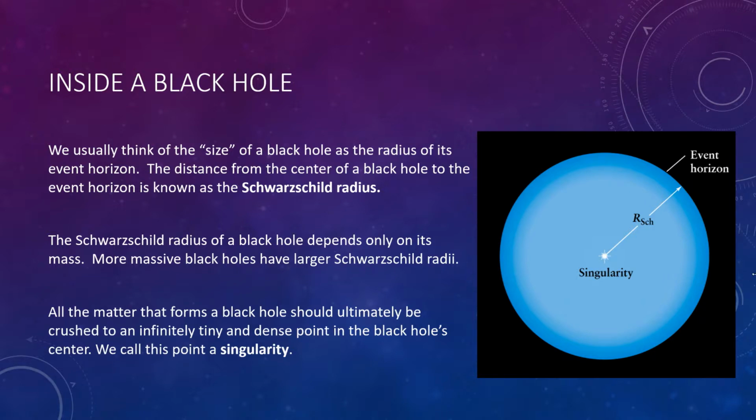Because nothing can stop the crush of gravity in a black hole, all the matter that forms a black hole should ultimately be crushed into an infinitely tiny and dense point at the black hole's center. We call this point a singularity. So the entire mass of the star is now crushed into the point known as a singularity, smaller than even the head of a nail.